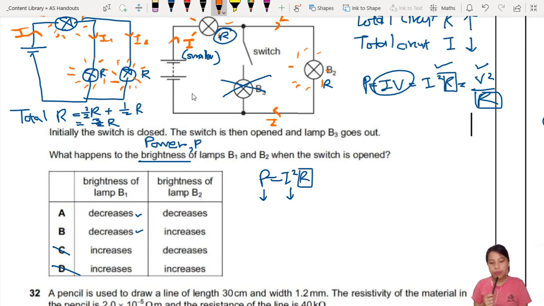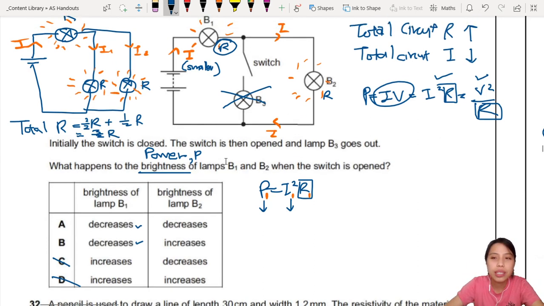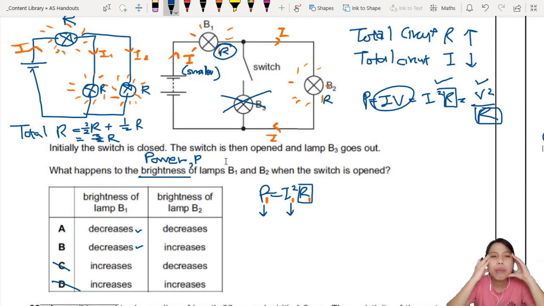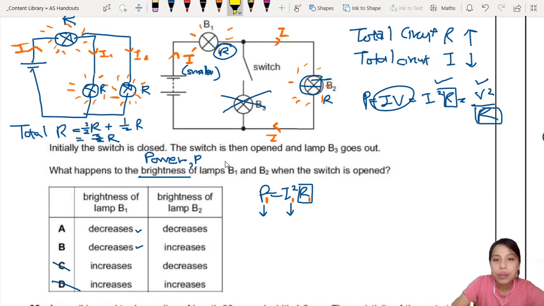Then what next? You need to think about light B2. Oh, I should label this P1, I1, R1. Something is wrong with my computer these few days; suddenly all the colors here hang. Okay, now we need to think about the second bulb, B2.